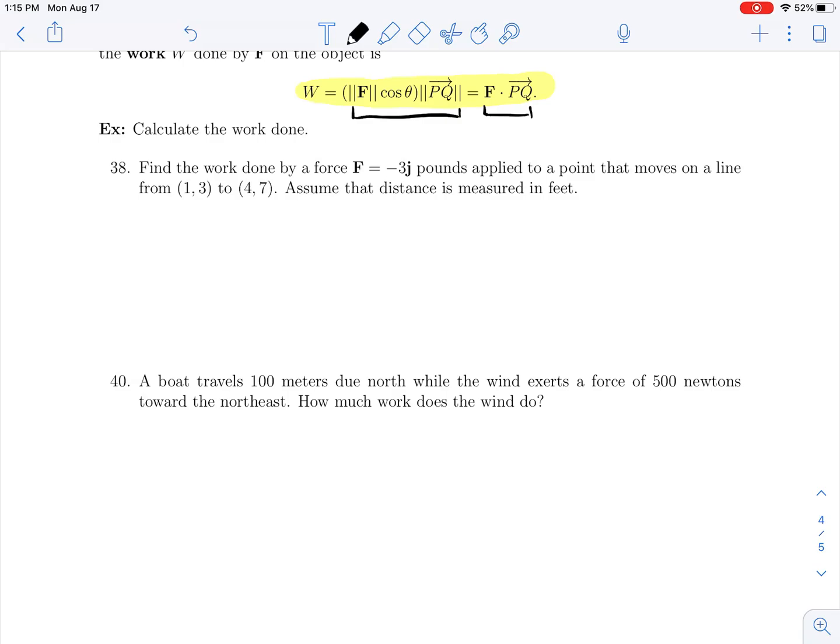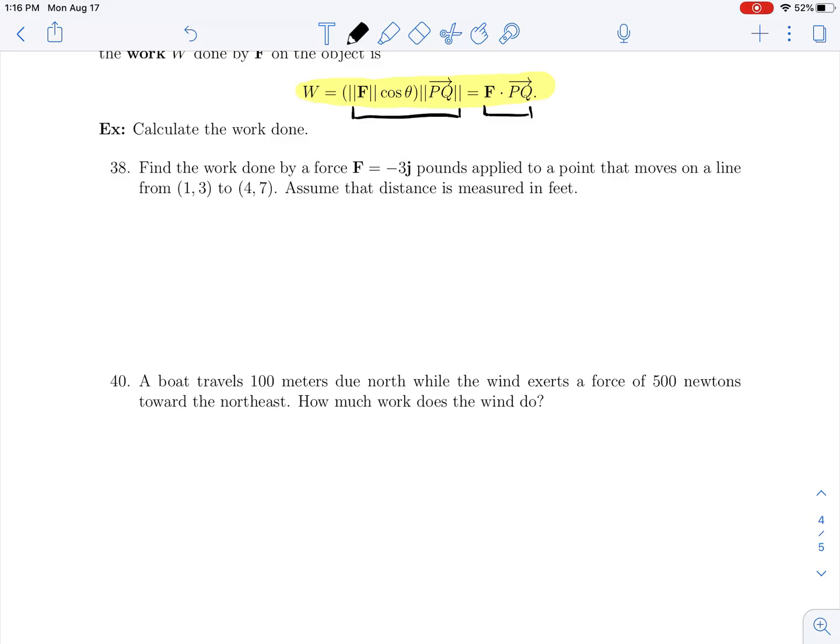We want to calculate the work done. Problem 38 from the text says, find the work done by a force of -3 pounds applied to a point that moves on a line from (1, 3) in the Cartesian coordinate system to the point (4, 7). Assume that distance is measured in feet.